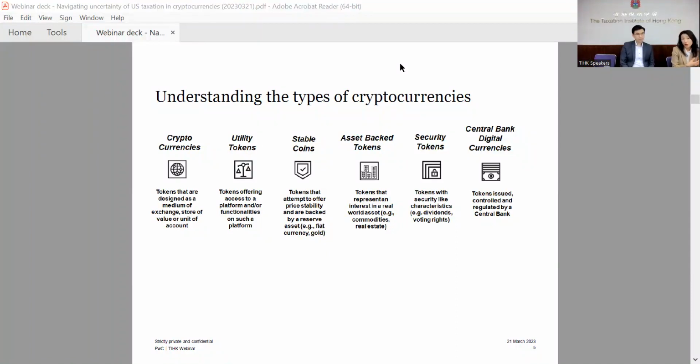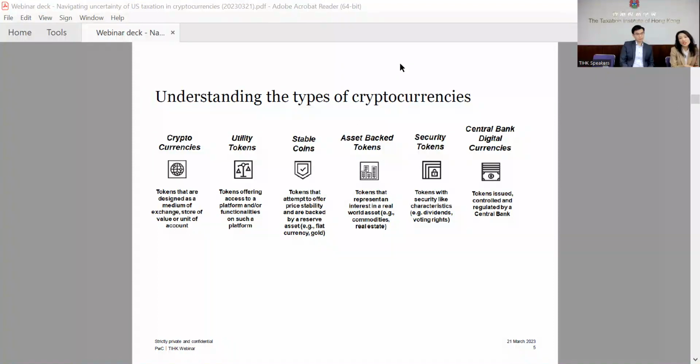Sometimes you can hear different terms, but basically you have one type that can be used as a medium of exchange, like a store of value or a unit of account. So a Bitcoin can be like that, more like a barter type of concept. A payment token is the more general one that you might have heard of.